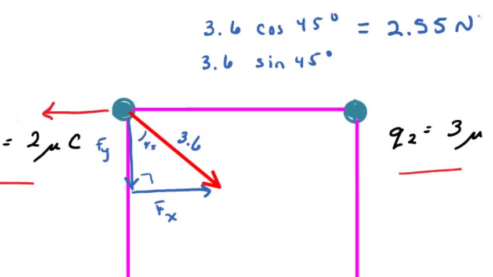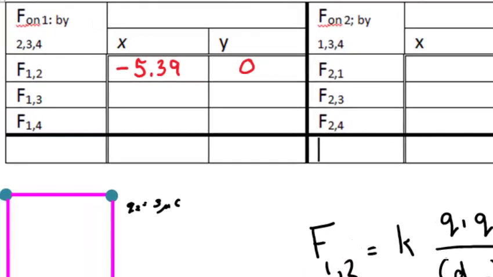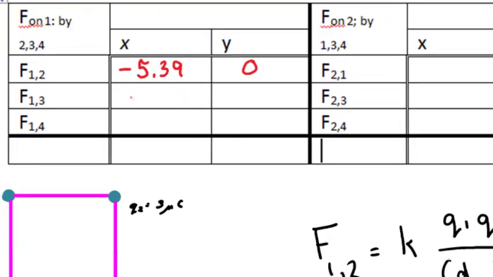What we have to be careful of is the x direction is positive and the y direction is negative. So when we enter it in this chart down here, we want to have a positive x, 2.55, and a negative y, 2.55.